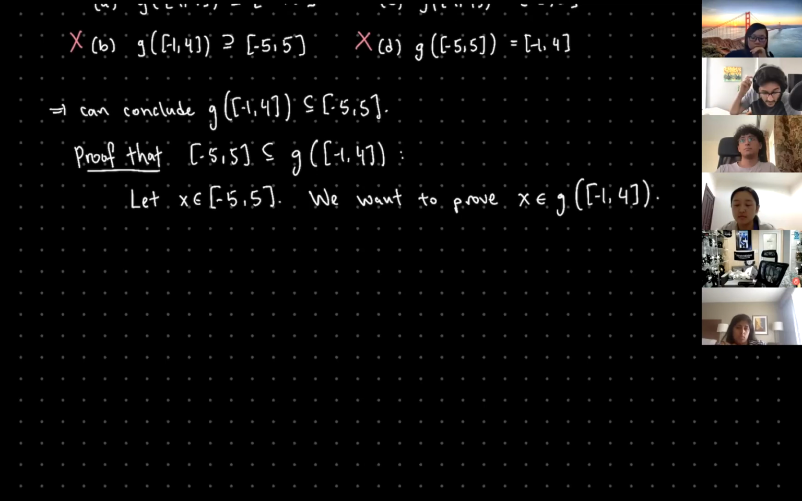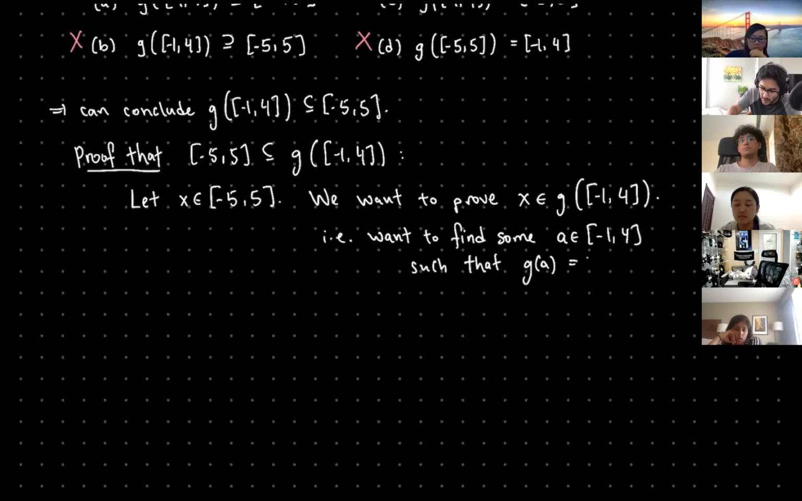And so what does that mean? It means we want to find some value, I called it x, let's just say some a between negative 1 to 4 such that g of a equals x. I should have called that y, really, not x. Okay, this is what I want. And so I can solve for a, and maybe I'll do that on the side.